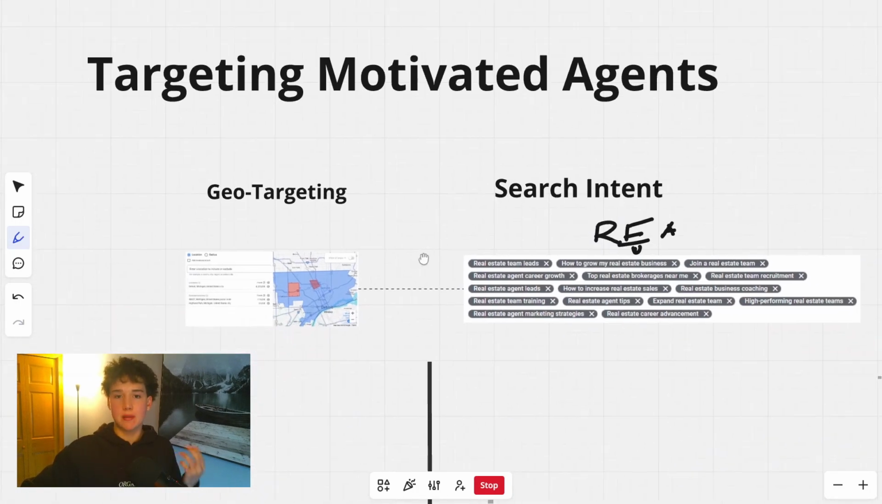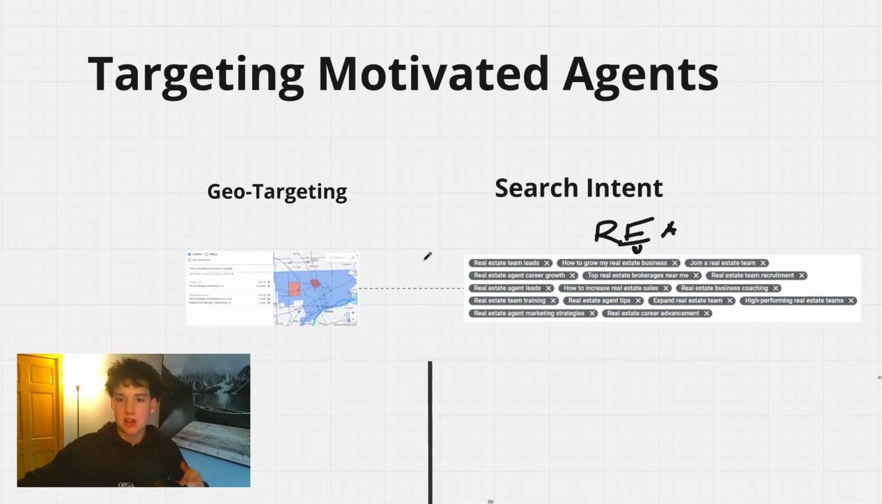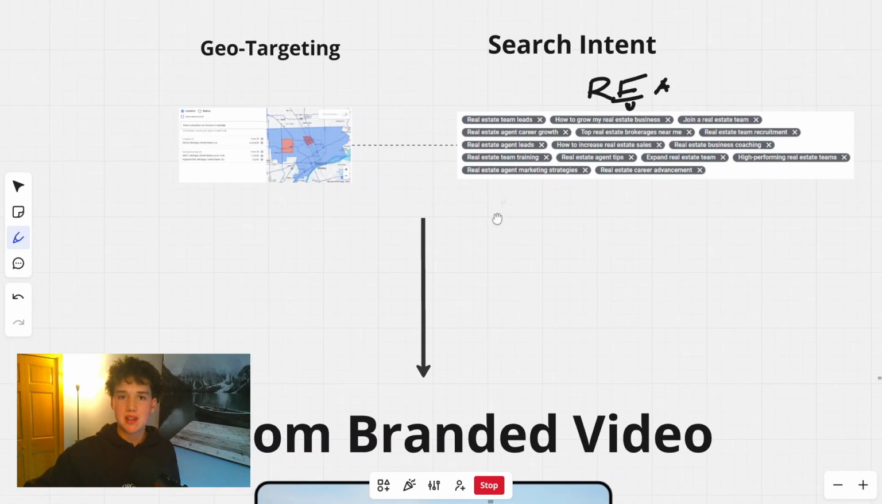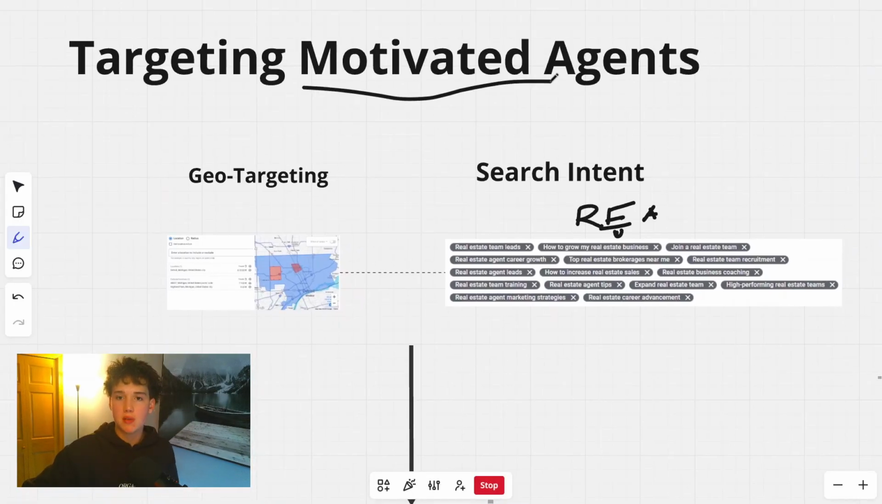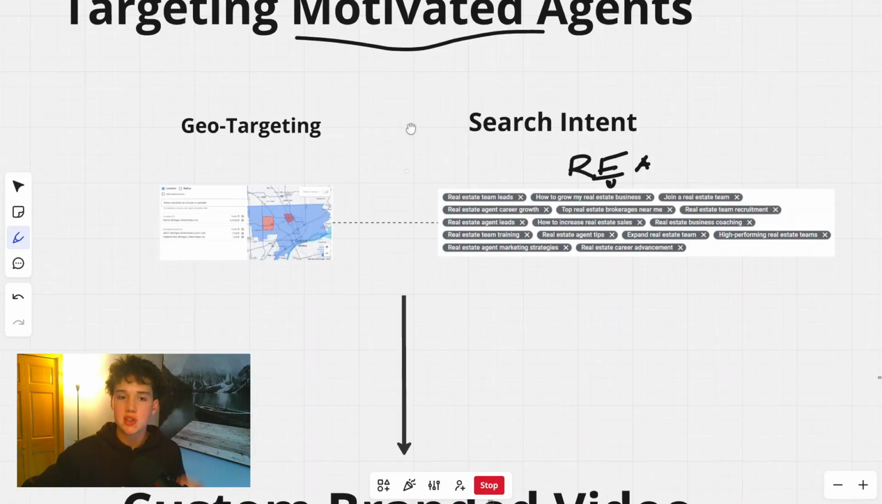You could go run ads on Facebook or Instagram, but you're barely able to target anyone at all. You can't target based off of search intent. So, right, we're finding people in the market to grow their real estate business, because we don't just want agents. The key word is motivated agents who are actively looking to grow their business, because we know obviously if they don't do deals, then you're not going to make money from them, right? So that's the most important part. We want producing agents, right?